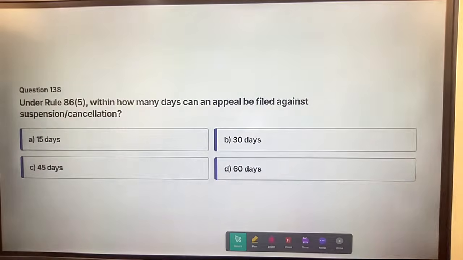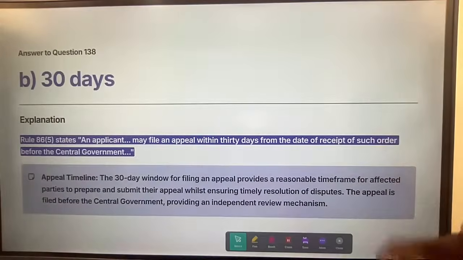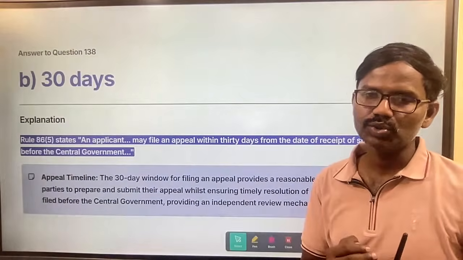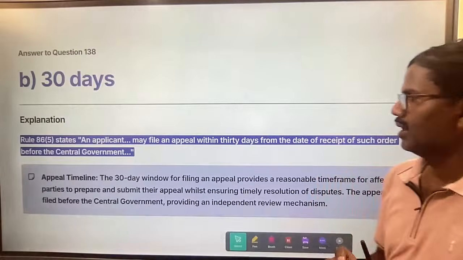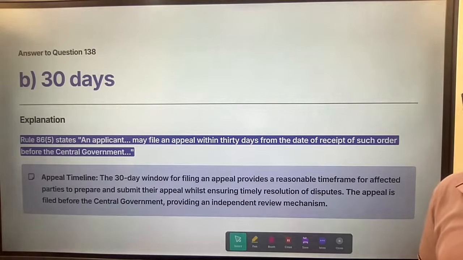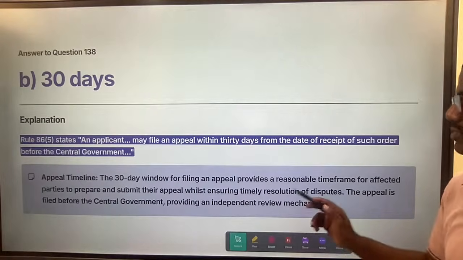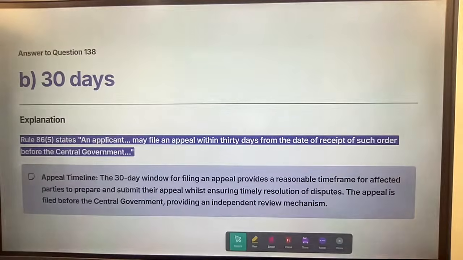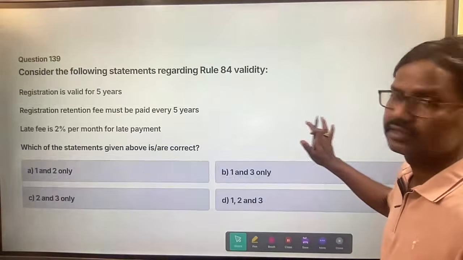Okay, everyone, please post your answers. That is 30 days only, not 60 days. Within 30 days you go for the appeal. Rule 86 states that the applicant may file an appeal within 30 days from the date of receipt of such order before the central government. The 30-day window for filing an appeal provides a reasonable time frame for affected parties or manufacturing companies, right? And they can appeal in 30 days.